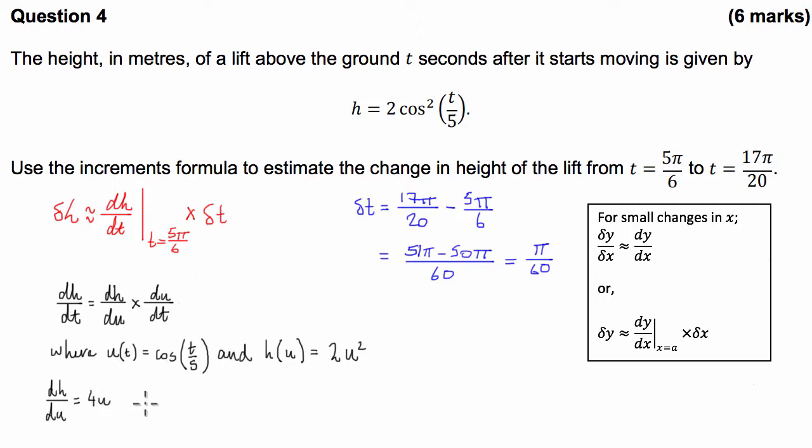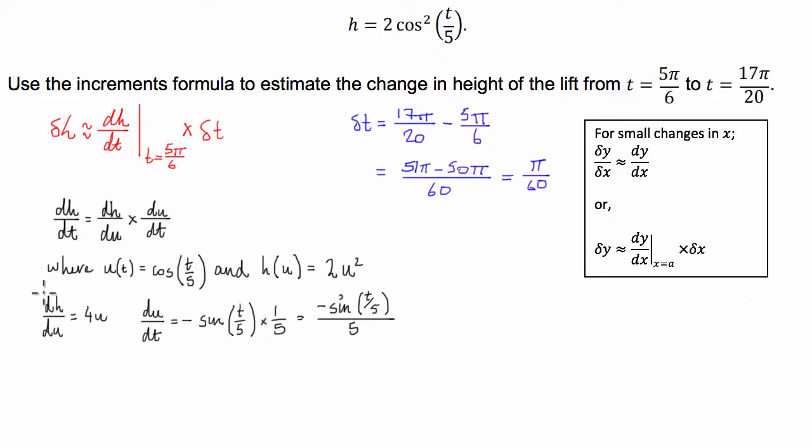And du dt is going to be equal to the derivative of cosine, which is negative sine of t on 5, multiplied by the derivative of this inside part, which is a fifth. So this can be rewritten as negative sine of t on 5 all divided by 5. Cool. Okay, so from here, guys, we can write out the full derivative as the product of these two parts that we've just found.